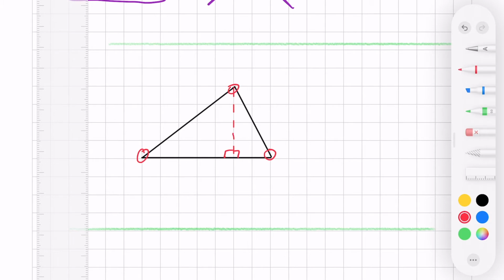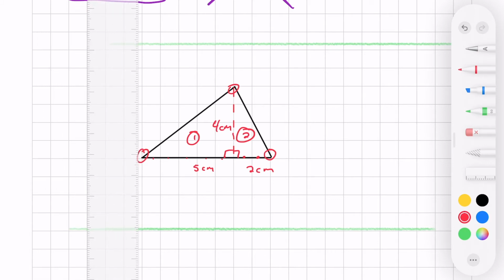So now what I do is I count. The height here is 4 centimeters. This is 1, 2, 3, 4, 5 centimeters. And this is going to be 1, 2 centimeters. So I'm going to split this into two separate triangles. Now I'm going to call this triangle 1 and triangle 2.